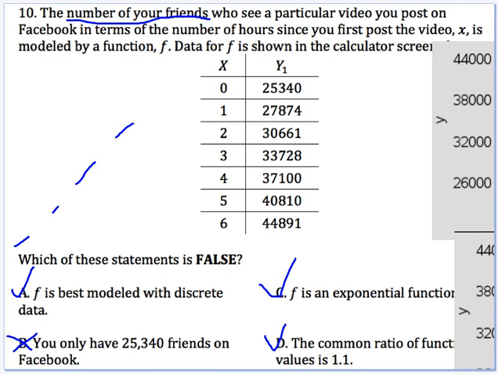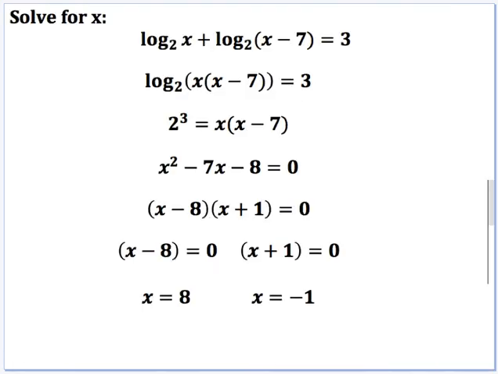So again, on the multiple choice test, you will have the same type of scenario. You're going to probably have different numbers here, and you might have slightly different statements here. So maybe yours says it is best modeled with continuous data, or maybe this says f is a power function or whatever. So check the wording. I will probably change the wording a little bit. I might change some of the numbers here, a common ratio or the friends or whatever. So there will be different versions of this type of question.